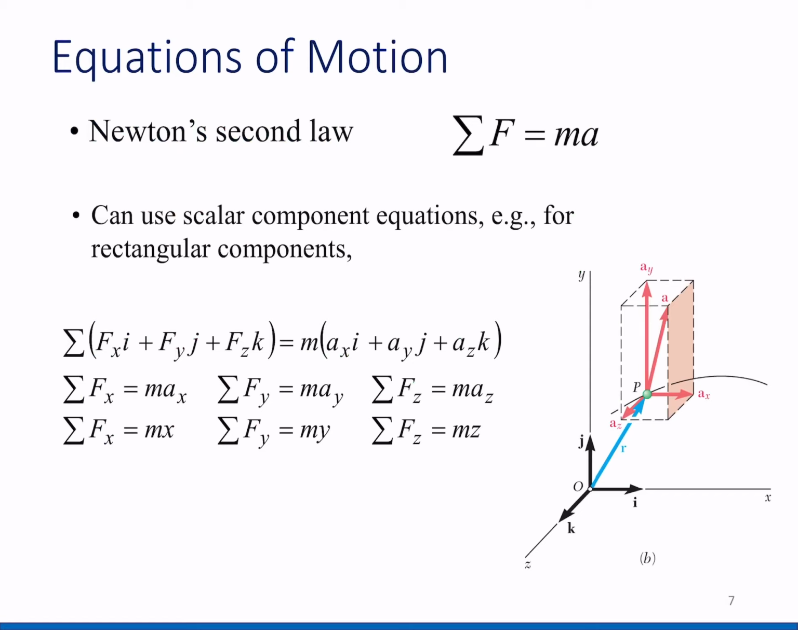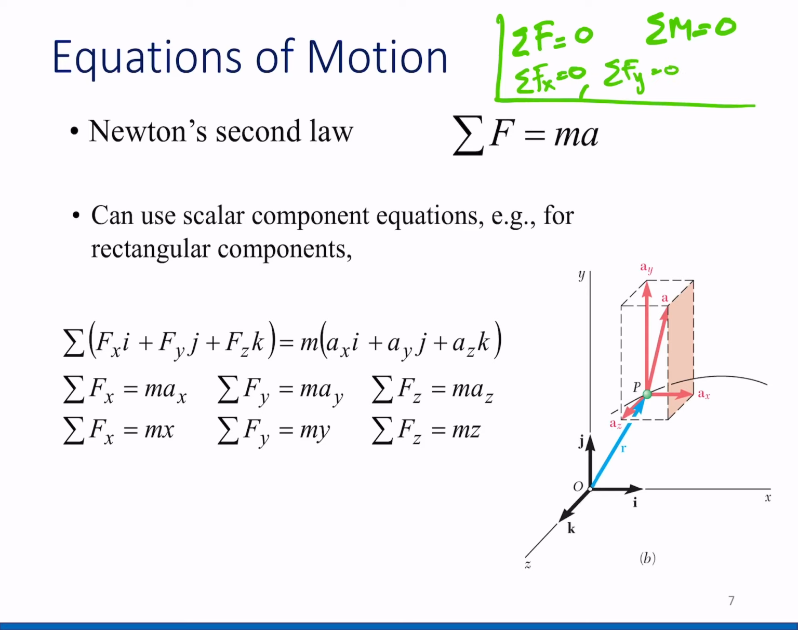equations of motion. So from the last couple of chapters, you still remember we learned about the first Newton law, sigma F equal to 0, sigma M equal to 0 for statics. Okay, and then we have sigma Fx equal to 0, we have sigma Fy equal to 0, and we have sigma M at some point equal to 0.